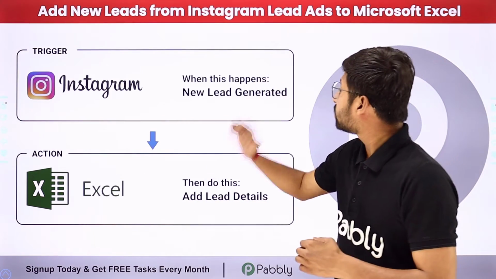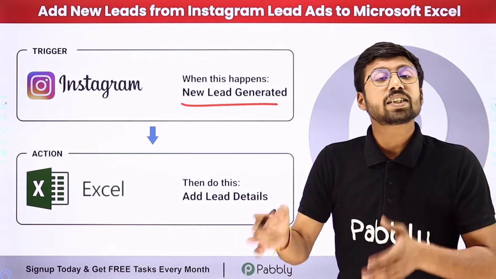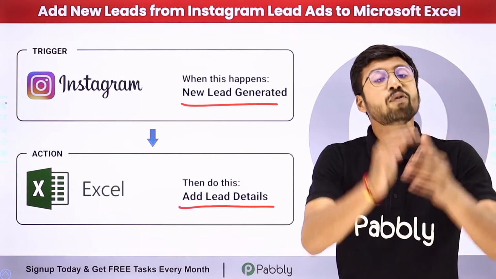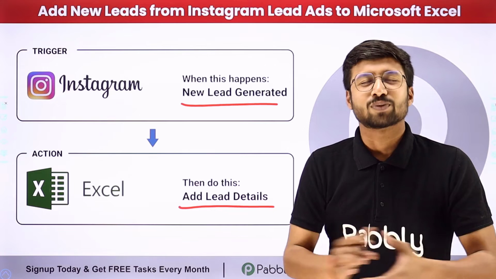So using this automation, whenever a new lead will be generated in Instagram lead ads, automatically the same details of the lead will be added in MS Excel as well. So if you want to learn how you can set up this kind of automation, for that you just have to come with me to my screen.